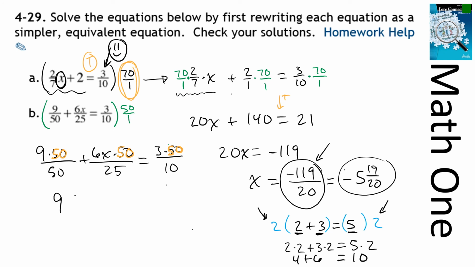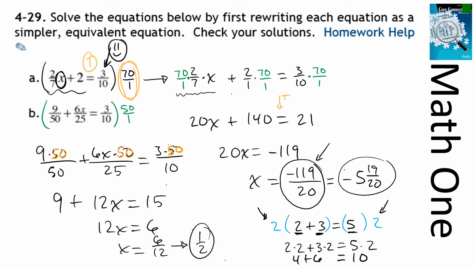Because now it's simply 9 plus, let's see, 50 divided by 25 is 2, so that would be 12x. 50 divided by 10 is 5. 5 times 3 is 15. I like it a lot. 15 minus 9 is the number 6. So I've got that 12x is 6, and x is equal to 6 divided by 12, which is just the number 1/2. So we've got that x is 1/2. And again, you could throw that in: if you do 9 divided by 50 plus 6 times 0.5, divided by 25 equals, I get 3/10 again.